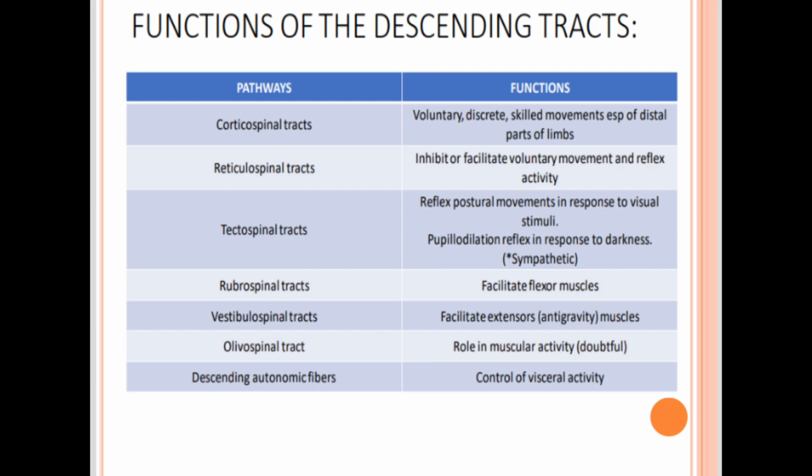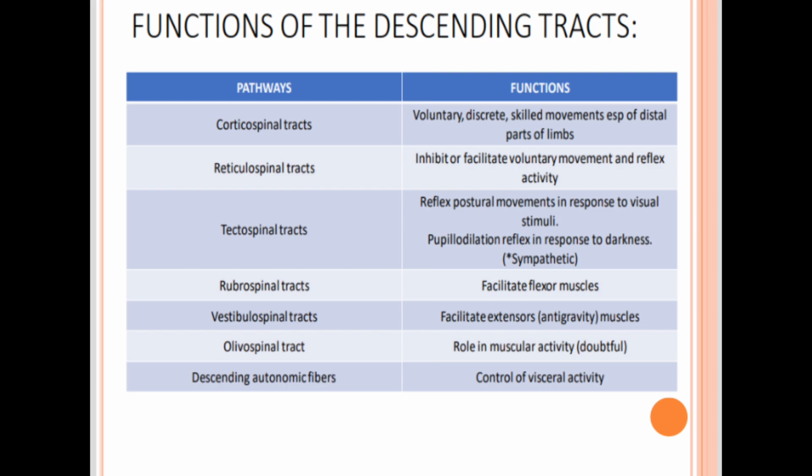Now the rubrospinal tract. The rubrospinal tract can facilitate the flexors while it inhibits the extensors or the anti-gravity muscles. So it means that this pathway has no relation with our balance. Now the vestibulospinal tracts work exactly opposite to the rubrospinal tract, in that they facilitate our extensors, that is the anti-gravity muscles, while they inhibit our flexor muscles. So it means that they play a role in our balance.